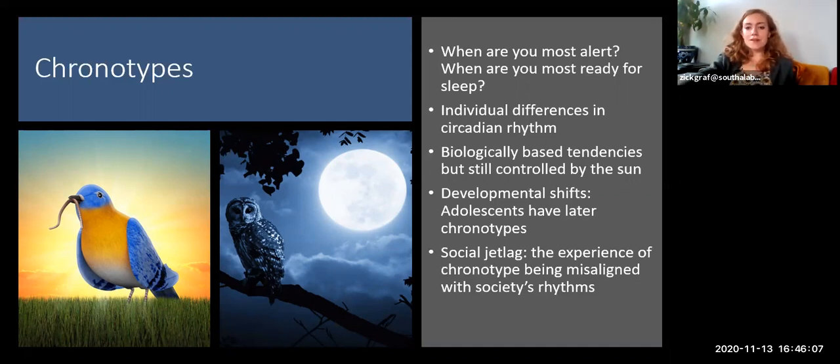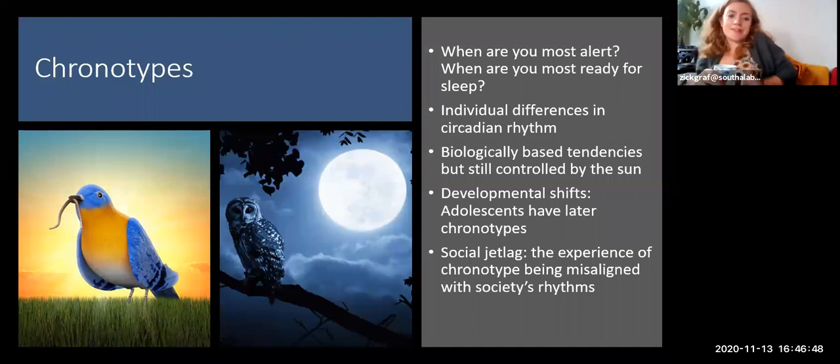Because of this, there's a phenomenon known as social jet lag, which is the experience of your chronotype being misaligned with the rhythms of the people around you. So someone who is a night owl in a family of early birds, or a high school student who biologically is more likely to be a night owl yet has to wake up at 6 to be at school by 8, experiences social jet lag, where they're having to do things at times when their biology makes them less good at doing those things or less ready to do those things. They have to do complex mental functions in the morning when their biology hasn't really fully woken them up yet and hasn't made them alert.